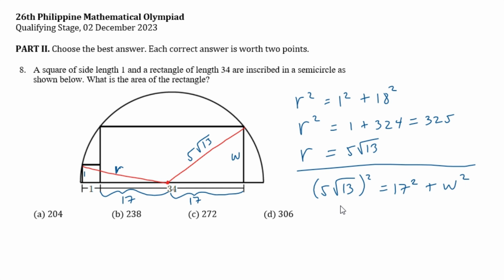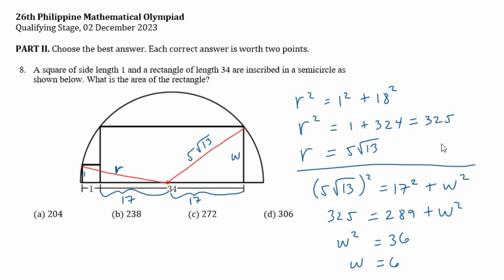So we have the square of 5 square root of 13, that's 25 times 13. That's 325. 17 squared is 289. And then plus W squared. So W squared is equal to 36. So W must be equal to 6.